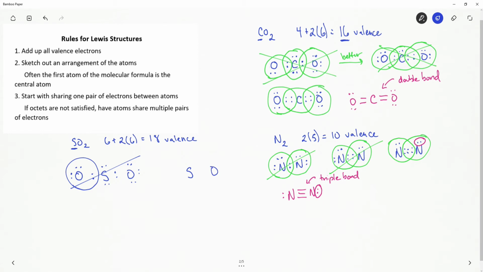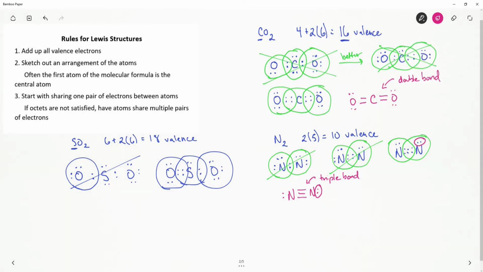Sulfur, oxygen, oxygen. 2, 4, 6, 8, 10, 12, 14, 16, 18. Here, let's make that one electron a little bit bigger. He was kind of hiding. Okay, let's check now. 2, 4, 6, 8. Okay, great. 2, 4, 6, 8. Yes. 2, 4, 6, 8. Fantastic. Let's redraw this with bonds.